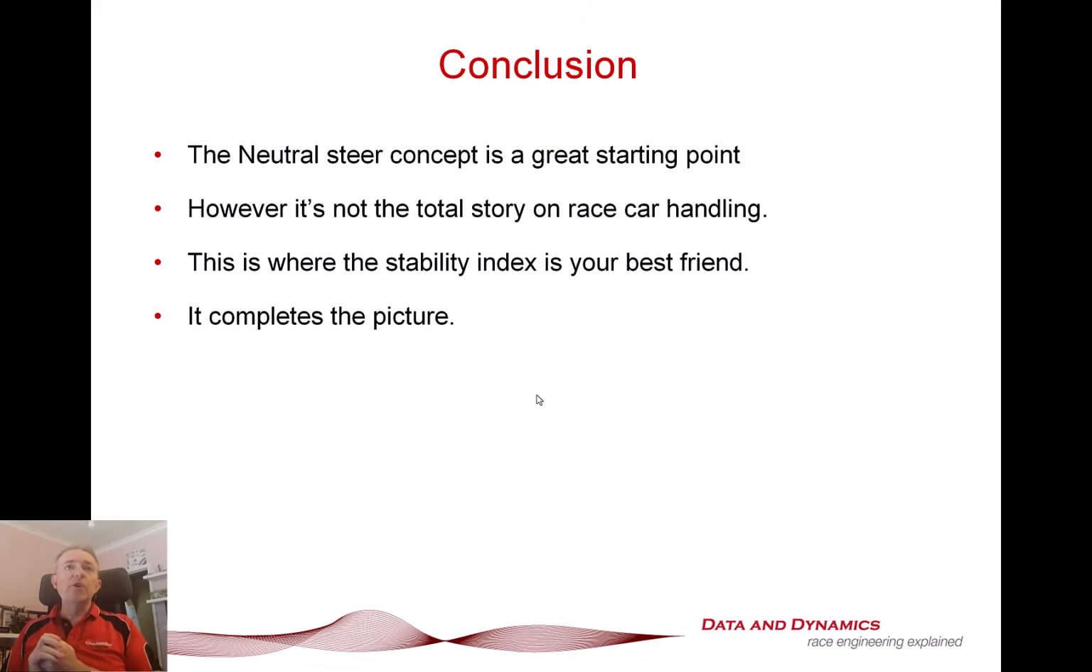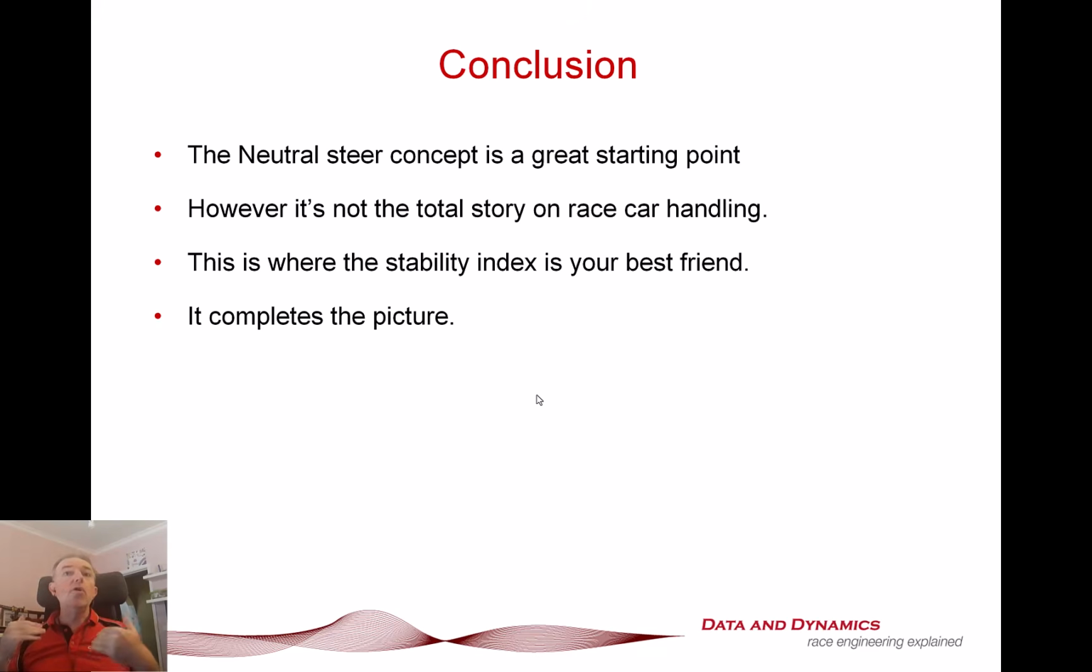So to sum up, the neutral steer concept is a really great starting point when it comes to talking about race car stability. That being said, it's not the complete story. That's when the stability index comes in and complements what you're going to do on the neutral steer channel, I should say. And what that does is it completes the whole picture.